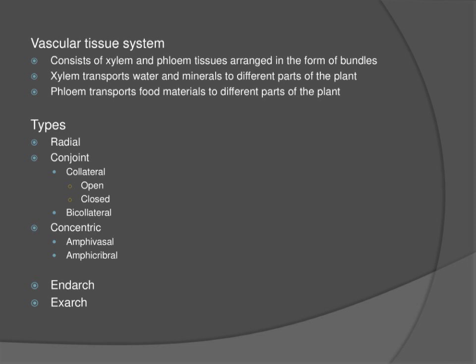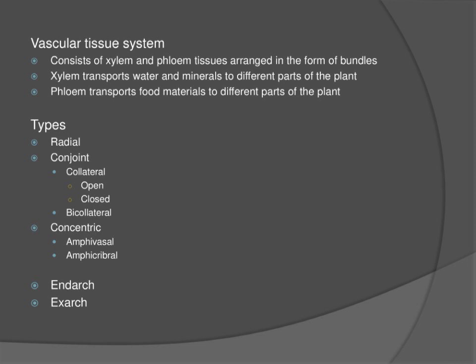Third type is concentric. You would have studied concentric circles in your geometry. That is, one circle will be lying surrounding another circle. So same type, xylem surrounds the phloem or phloem surrounds the xylem. So this type of vascular arrangement is called concentric type. Now, if xylem surrounds phloem, it is called amphivasal, and if phloem surrounds xylem, then it is called amphicribral.